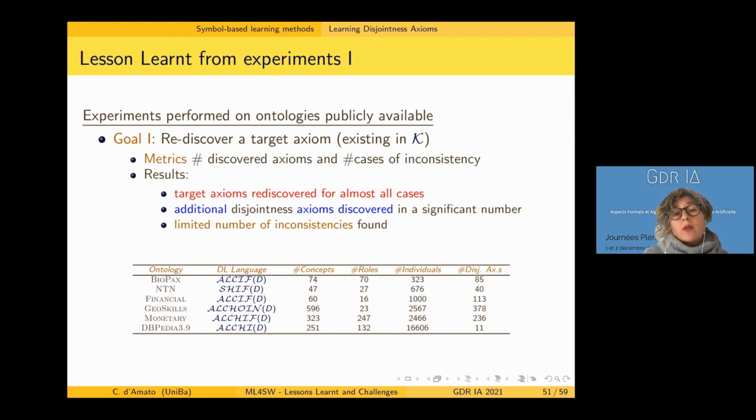But we also found out that the method was able to actually learn additional axioms. So we also measured the number of additional axioms, which was always significant as a number, but we also checked if this high number of disjointness axioms could generate some inconsistency within the ontology. And we found out that actually a limited number of inconsistencies have been found.